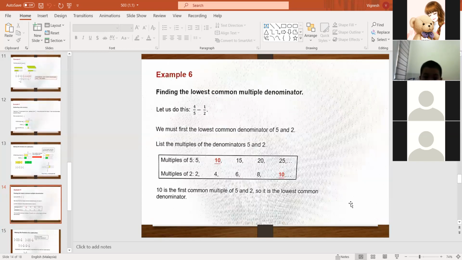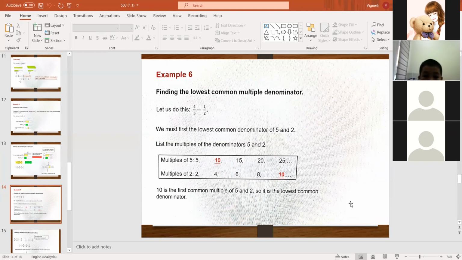Okay, so the example number 6. You can also find the lowest common multiple denominator, like how we did for the addition just now. Okay, let's try to do this one: 4 over 5 minus 1 over 2. We must first find the lowest common denominator of 5 and 2.